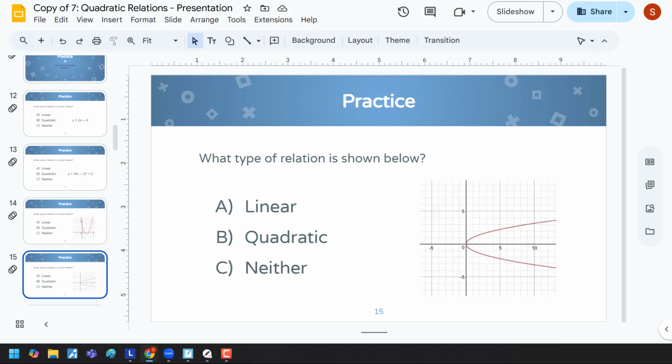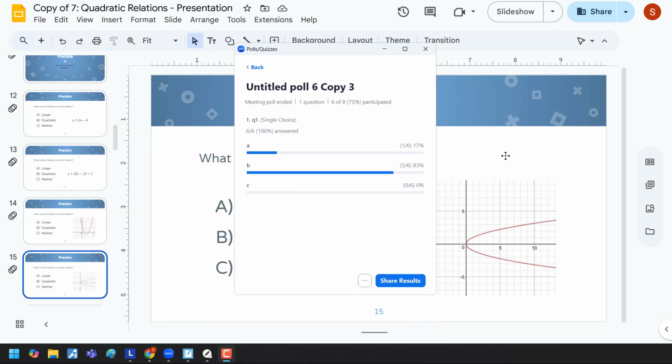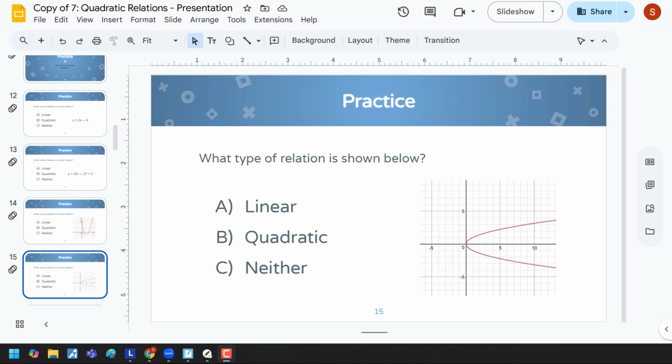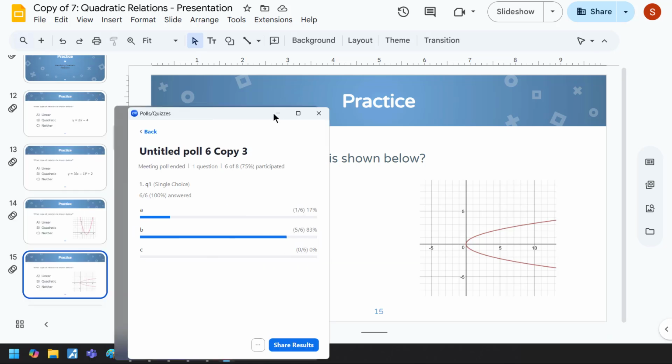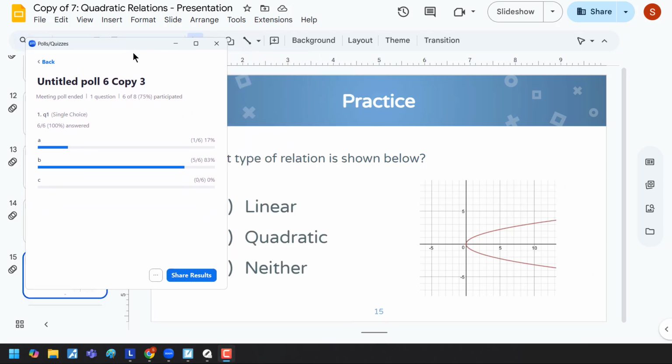So now we have another question. Is this linear, quadratic, or neither? Good luck. All right. So this is what you have voted on, A, B, C. Most of you said B, and one of you said linear. The correct answer is actually neither.